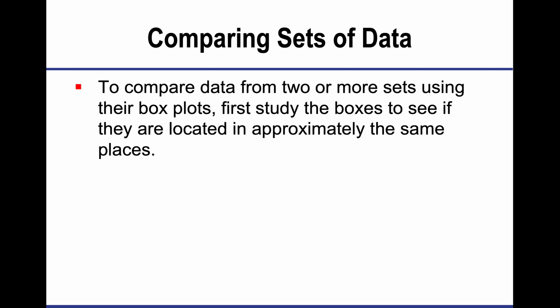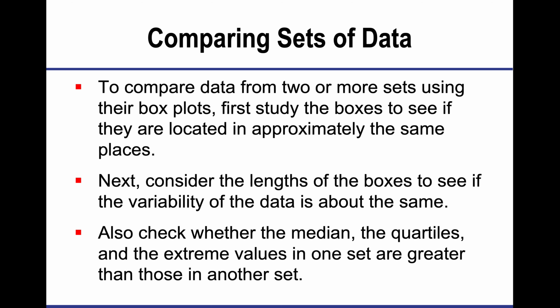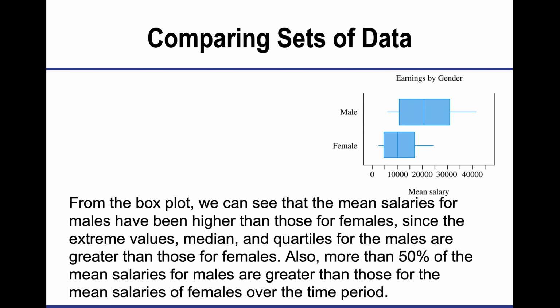When I'm comparing data from two or more sets using their box plots, first you want to study those boxes to see where they're located in reference to one another. Then you're going to consider how wide or how long those boxes are. You're also going to check Q1, Q2, and Q3 and compare those to one another as well as the whiskers. So when I look at these two parallel box plots, I can see that the male compared to the female has a much longer box, right? And it has a higher Q1 than Q2 in female.